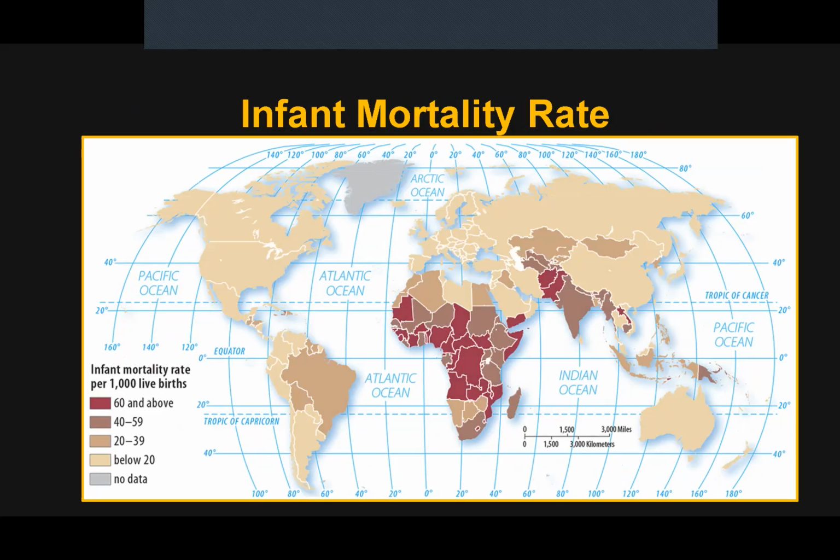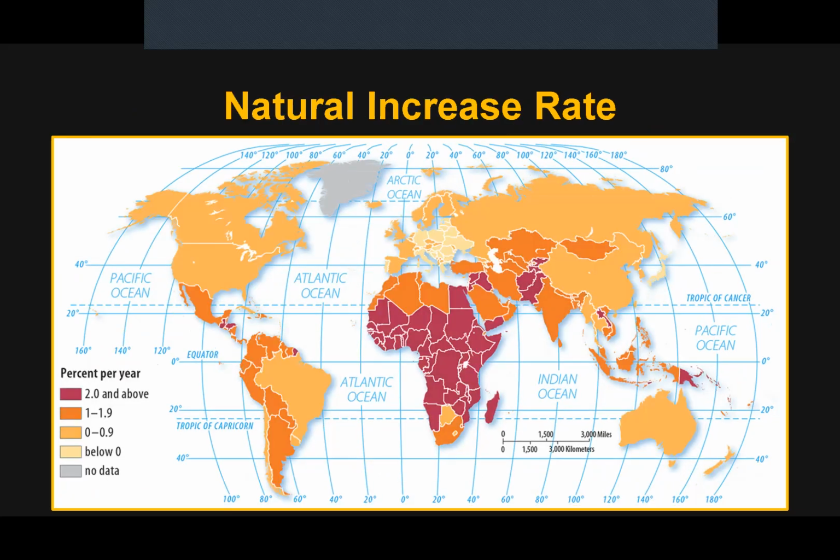But you also have a high infant mortality rate. Those red ones, if it's 60 and above, that means over 6 kids will not make it to their first birthday. And some are higher than that. And then that leads to the highest natural increase rates.